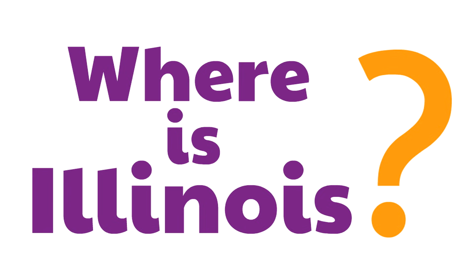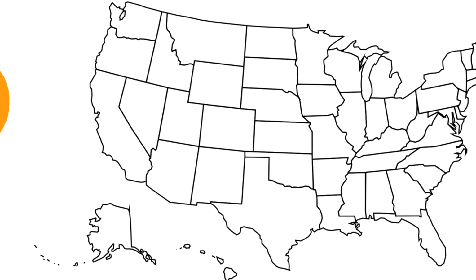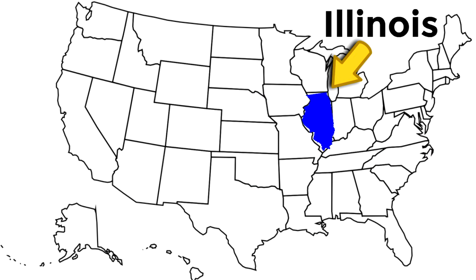Okay, well, where is Illinois? Where in the United States is Illinois? Illinois is right here. It's colored blue. Illinois is in a region of the United States called the Midwest.